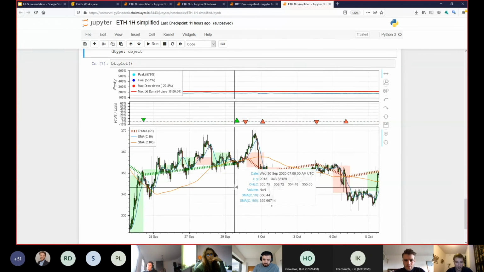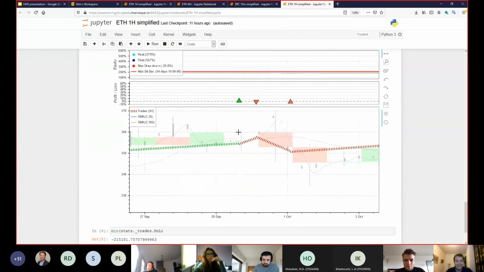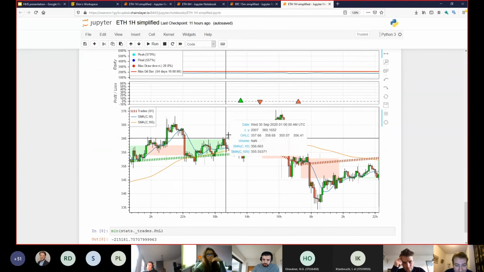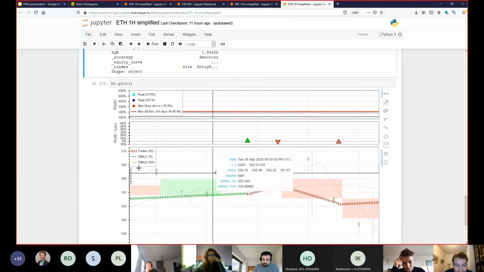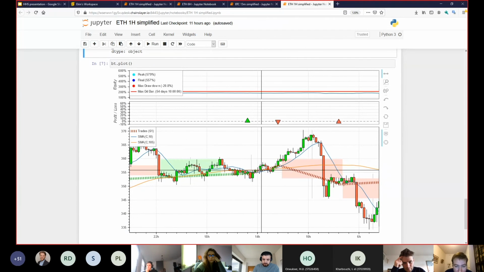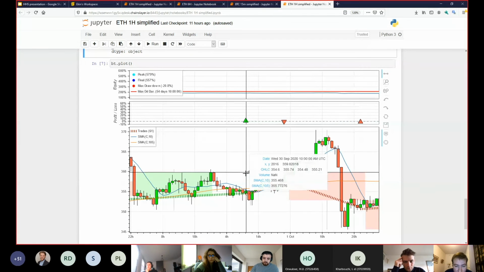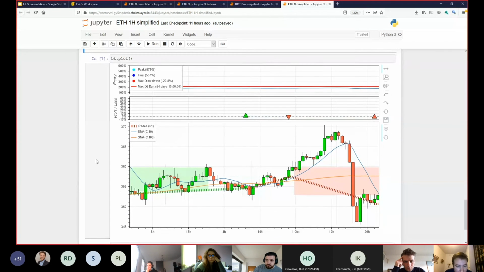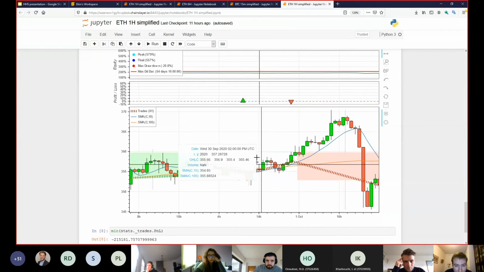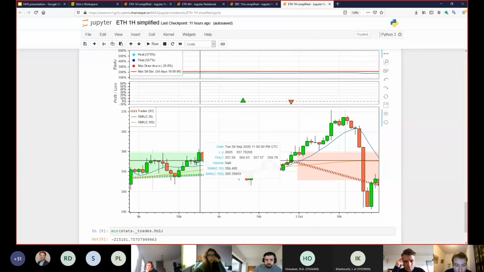So we can zoom in by scrolling, slowly. Sorry about this. This is a bit slow visualization. It's mainly the Python library, I think. Okay, so let's take one trade here, for example.